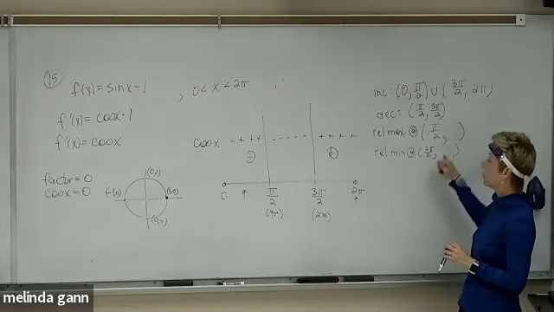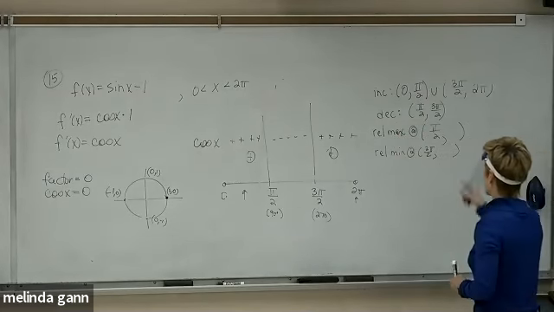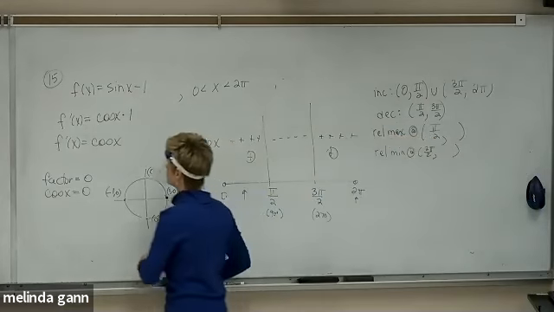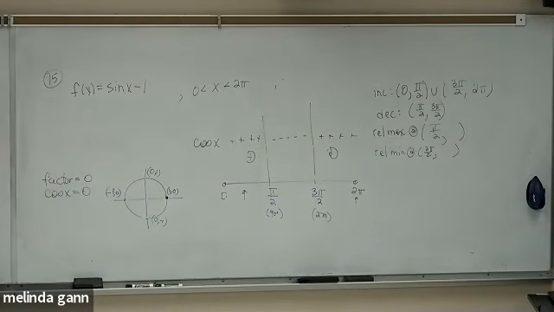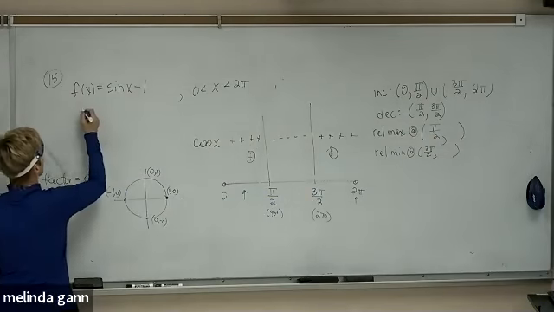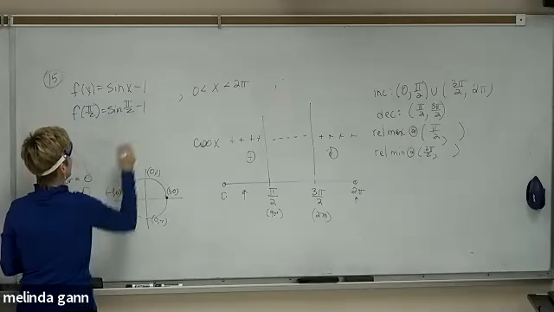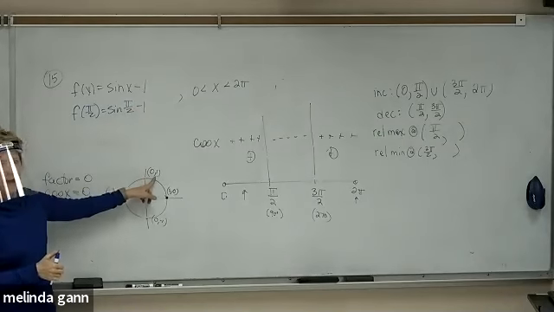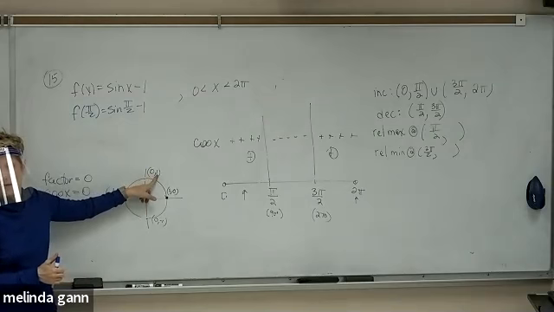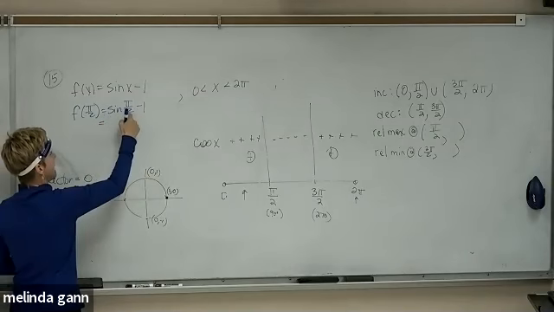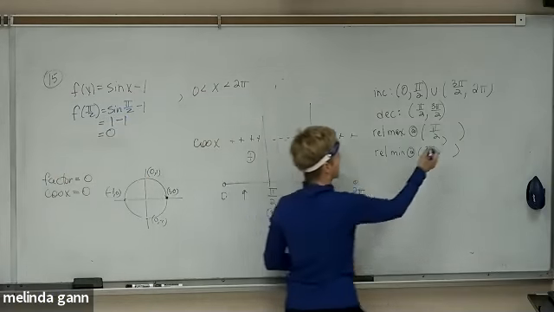Now, how do I get the y coordinates for these points? Where do I plug it back into? The derivative or the original? The original. So let's plug in pi over 2 on the original. So when I plug pi over 2 in, I've got the sine of pi over 2 minus 1. That's the sine of 90 degrees, correct? What's the sine of 90 degrees? Isn't that your y coordinate? 1. What's 1 minus 1? 0. Here's my y coordinate.